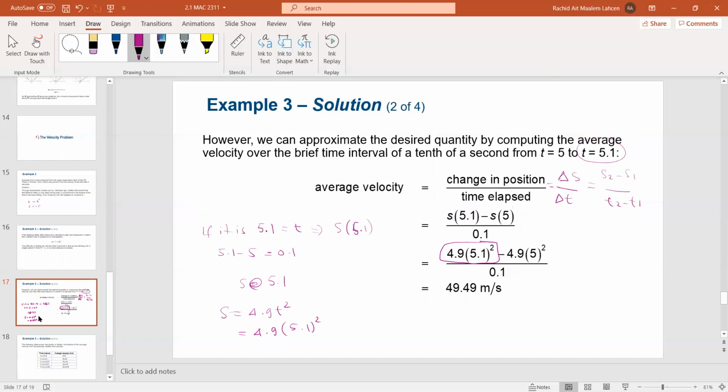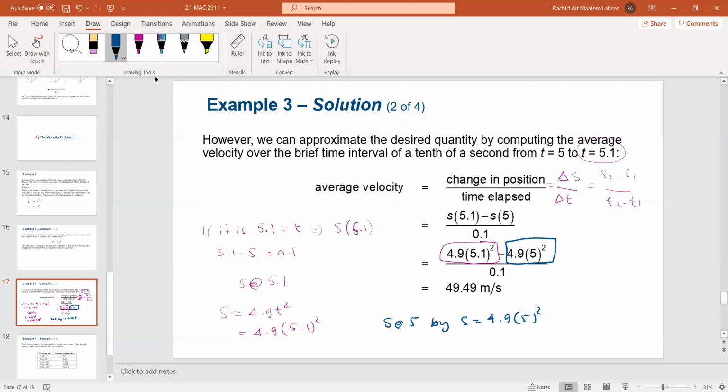How do we find s of 5? We find s at 5 by s equals 4.9 times 5 squared, which is this one. And of course this time difference is 0.1. We find that it's 49.49 meters per second. All right, so this is how the velocity problem works.